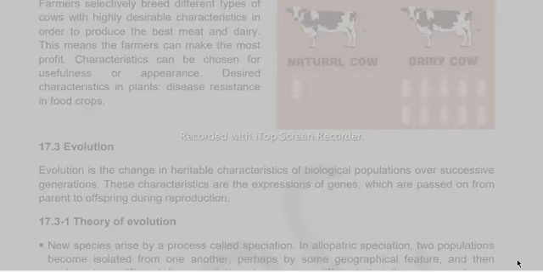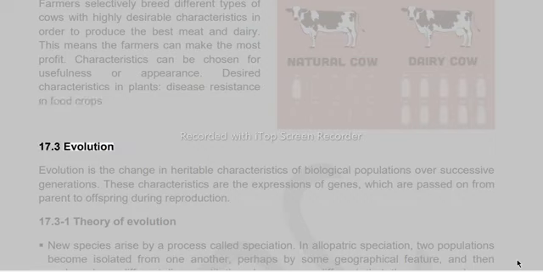Farmers selectively breed different types of cows with highly desirable characteristics in order to produce the best meat and dairy. This means the farmers can make the most profit. Characteristics can be chosen for usefulness or appearance. Desired characteristics in plants include disease resistance in food crops.